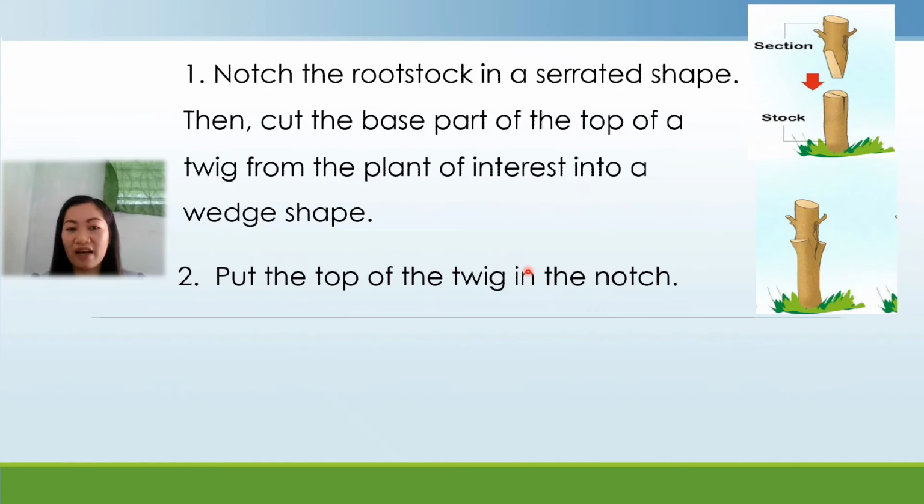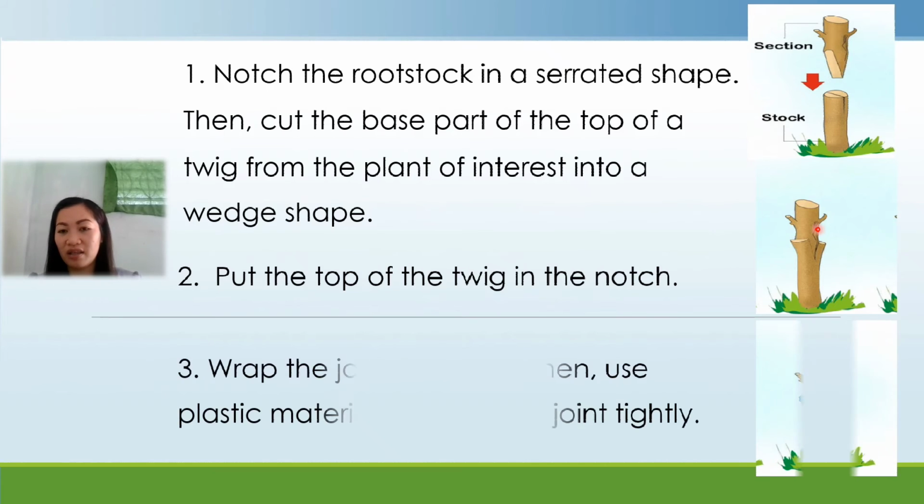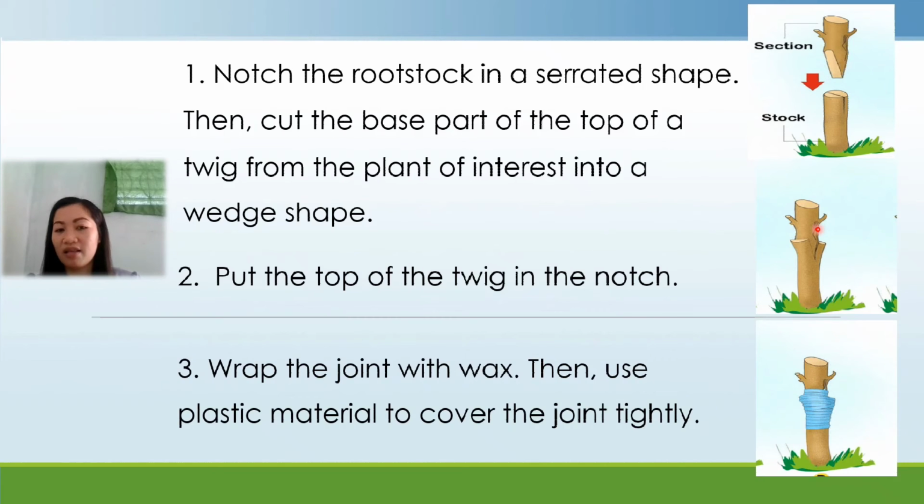The next step is you have to put the top of the twig in the notch. So this is again the rootstock. Rootstock means the plant whose root is attached to the soil. So next you have to insert it, and then wrap the joint with wax. Then use the plastic material to cover the joint tightly. When we say tight, it means very tight, you have to cover it with plastic.